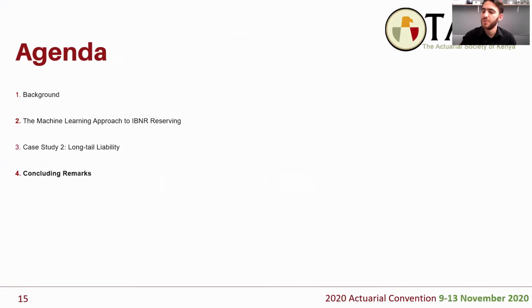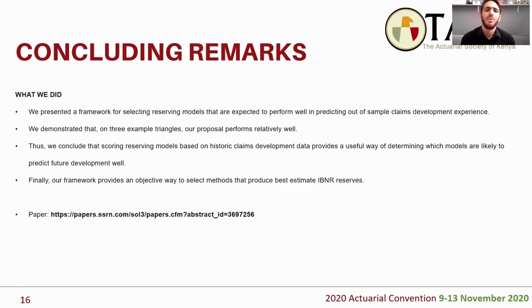And now we'll just close off with some concluding remarks. So what have we done in our paper? Essentially, we present a framework for selecting reserving models that are expected to perform well in predicting out-of-sample claims development experience. And we demonstrate this in our paper. So in our paper, we fit on 3 example triangles. In this presentation, I only presented 1.